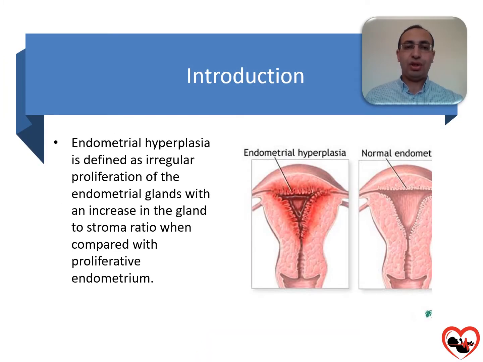Endometrial hyperplasia is defined as irregular proliferation of the endometrial glands with an increase in the gland to stroma ratio when compared with proliferative endometrium.